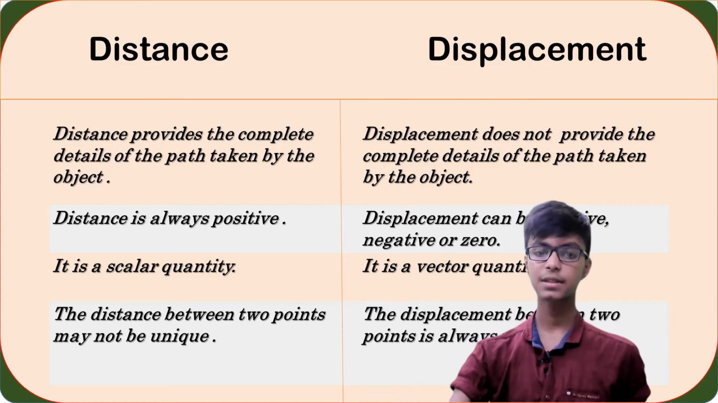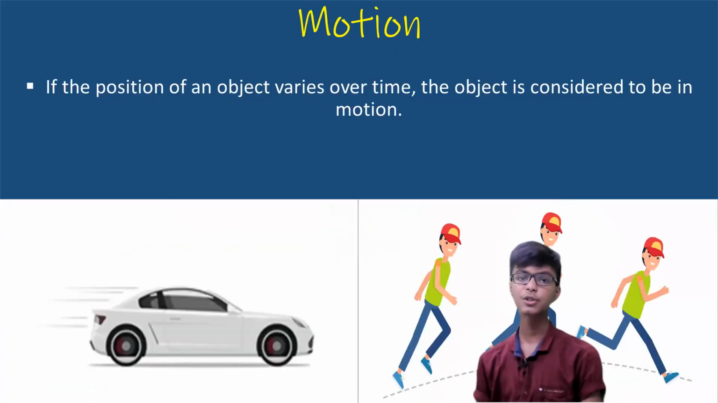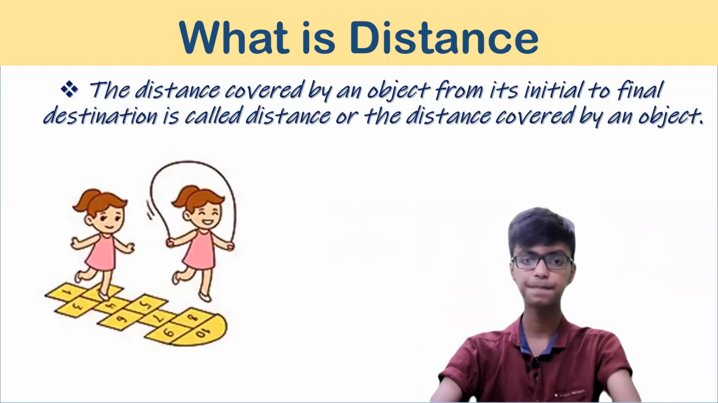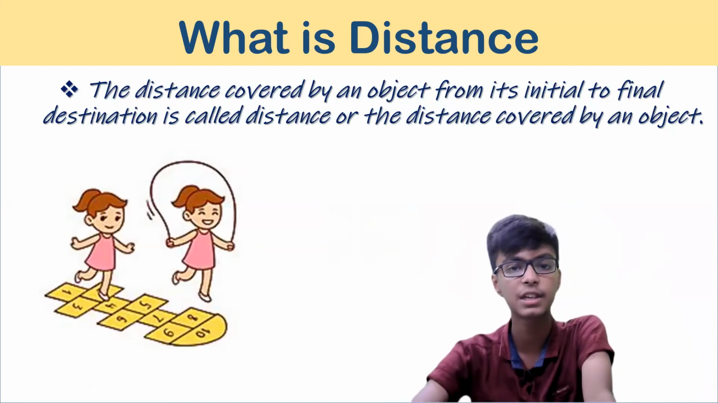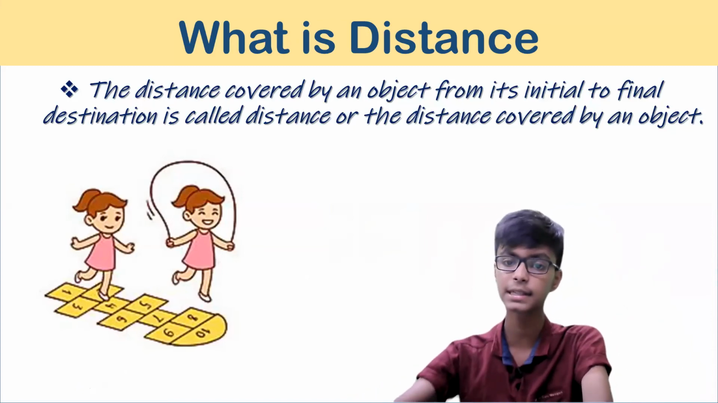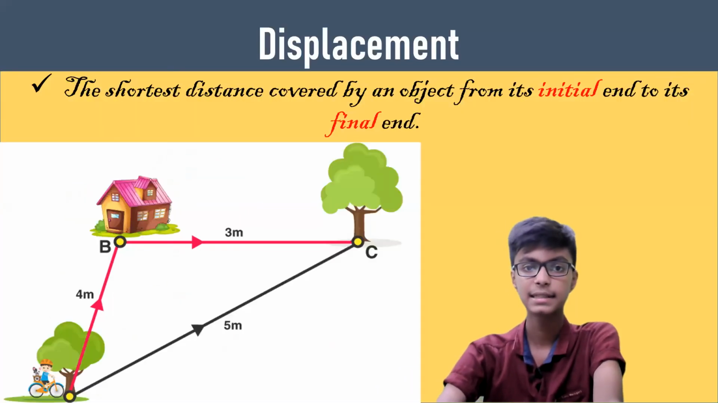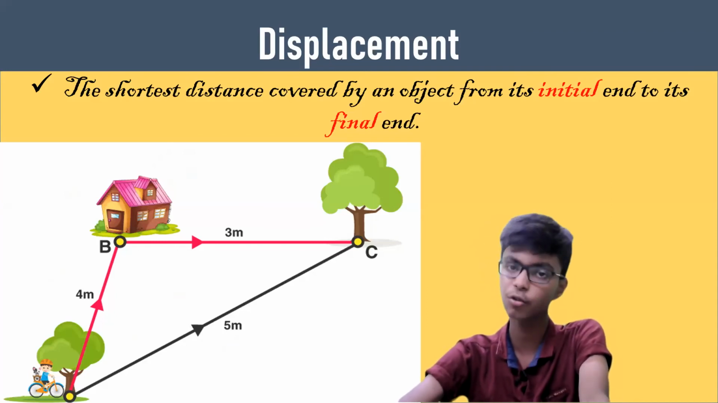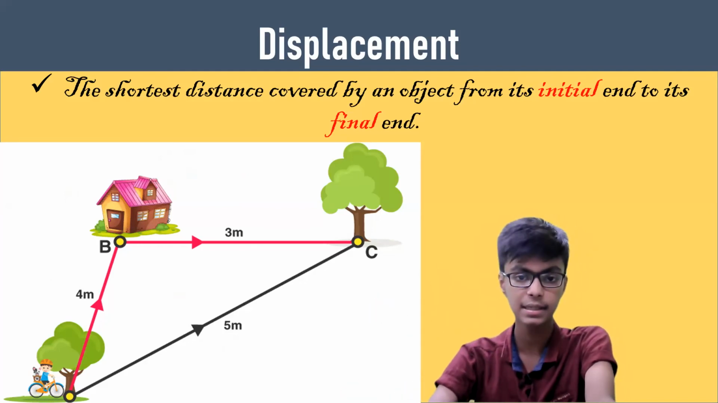So let me just revise what we have discussed. We have discussed motion. If the position of an object varies over time, it is known as motion, and that object is in motion. The distance covered by an object from its initial to final position is called distance. The next is displacement, the shortest distance covered by an object from its initial position to its final position. This is the example I have given. The shortest distance is known as displacement.